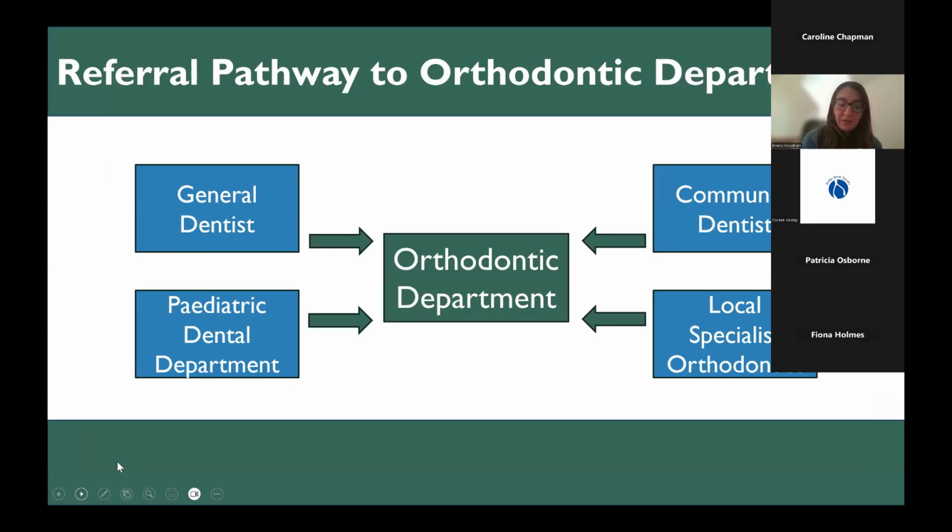And similarly, if you have been sent by your dentist to see a local specialist orthodontist, so that's an orthodontist who works in a practice that will be local to your house, so relatively close to you, they will see cases that are straightforward. And if they think that either your teeth or your bite are too complex, or if they feel that the OI is a little bit complex for them to deal with, then they can send you to the hospital as well. So these four ways are the main ways that patients come into us. Next slide, please.